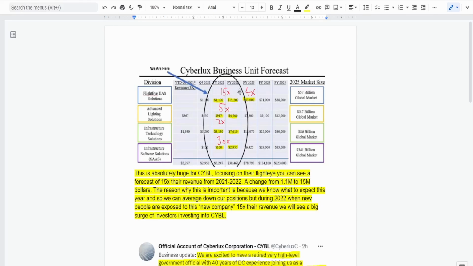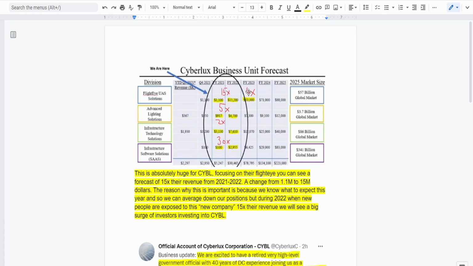So firstly, they have released their business unit forecast, and this is actually huge, and I want everyone to understand how important this is. We recently had this photo, where they said what they want to focus on, how they're going to focus on it, what the potential market size is, and how much of the pie they could really grab. So they have released their forecast. This is absolutely huge for CYBL.